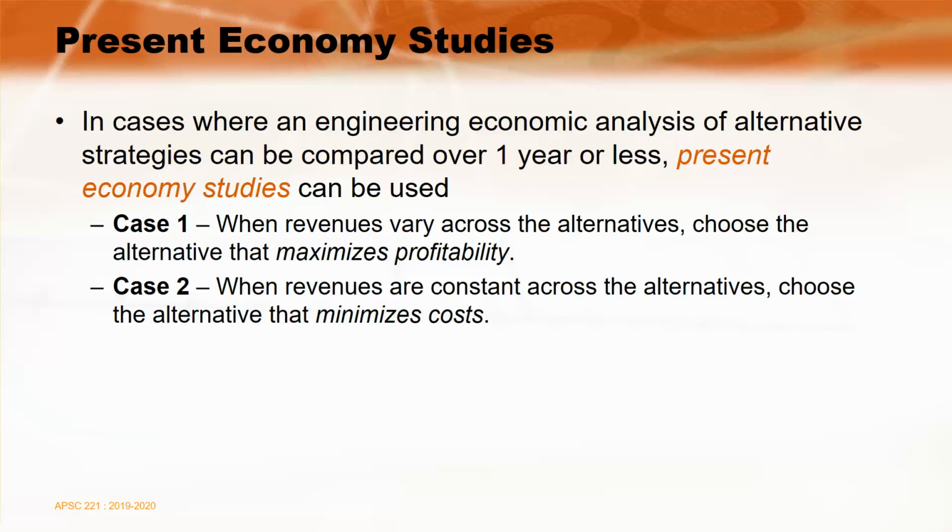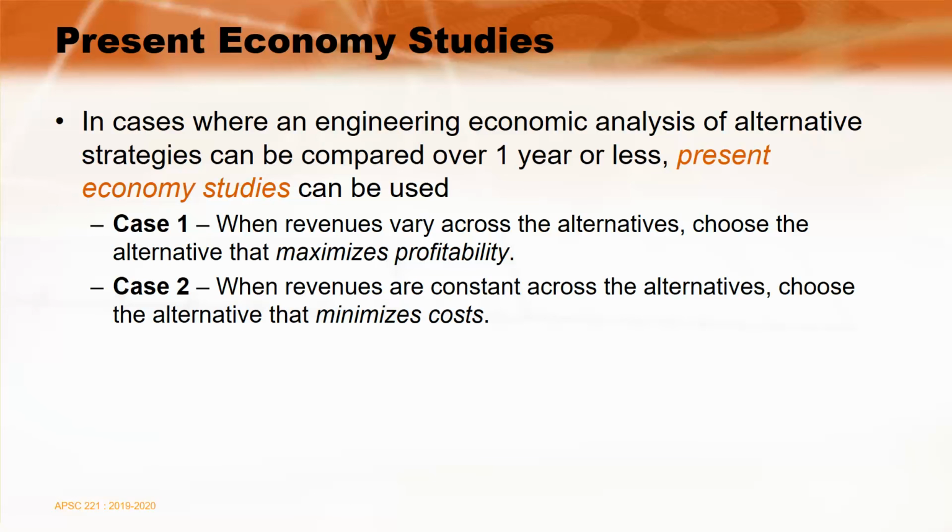And then it's a very simple analysis where you're looking to maximize profitability if the revenues are varying between alternatives. So you're looking at maybe doing two different things with an empty piece of land, so you're going to have revenues coming in from different ways depending on whether you build condos or whether you turn it into an organic farm. You're going to have different kinds of revenues. So then you want to look at which alternative is going to maximize your profit.